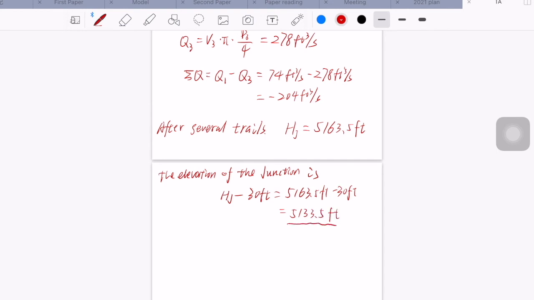And now, when the total energy elevation is this value, in this situation, Q1 equals 82 cubic feet per second, and Q2 equals 183 cubic feet per second, and Q3 equals 65 cubic feet per second.